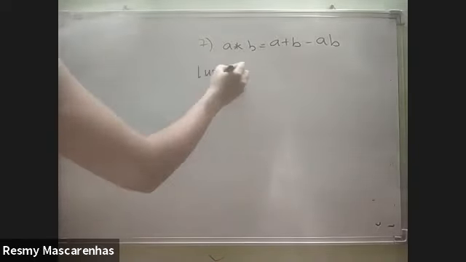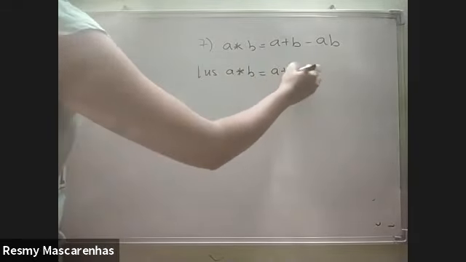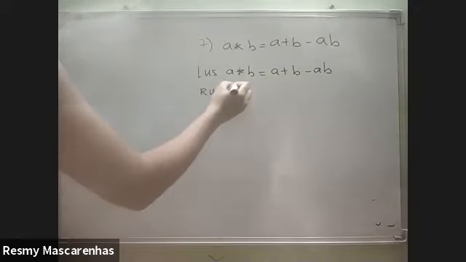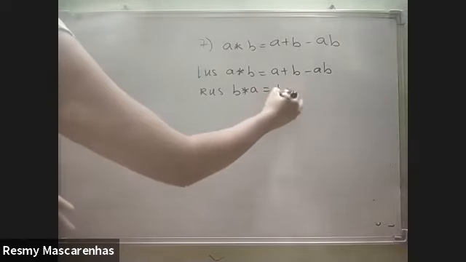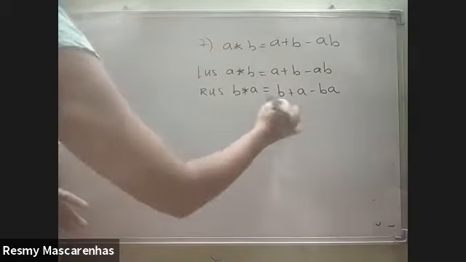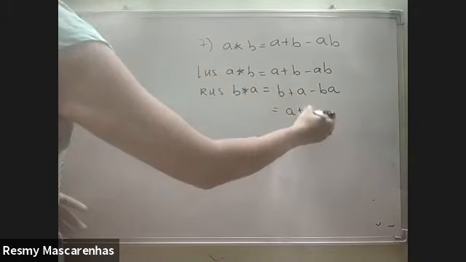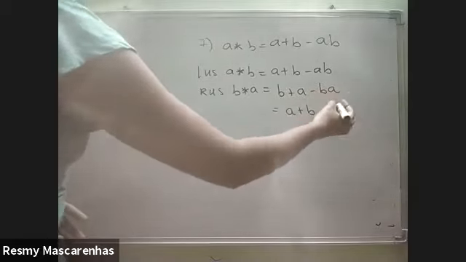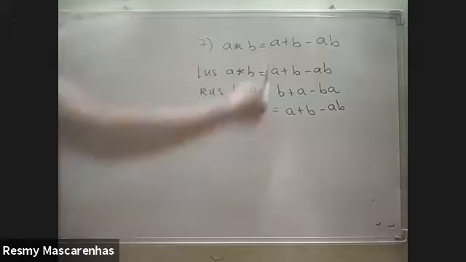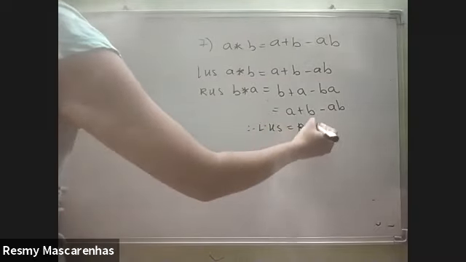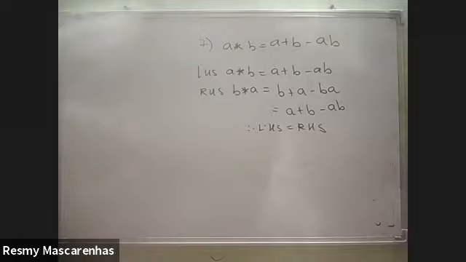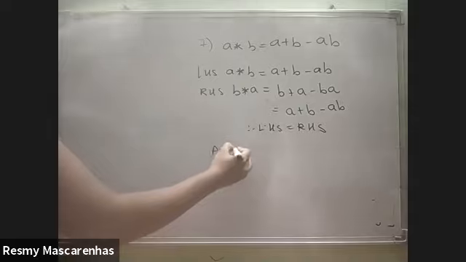So left hand side. Right hand side will be B star A. So wherever there is A, it will be B, and instead of B, you just put A. So it is same as A plus B means B plus A, and A into B is same as B into A. So it is same, therefore commutative.